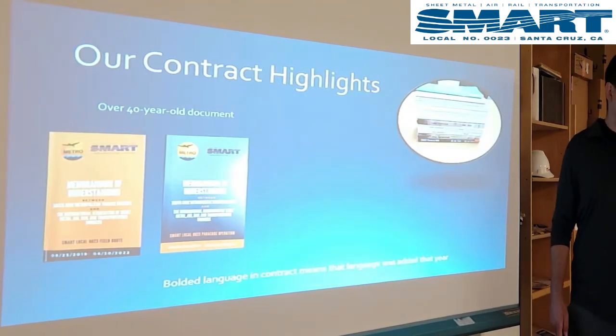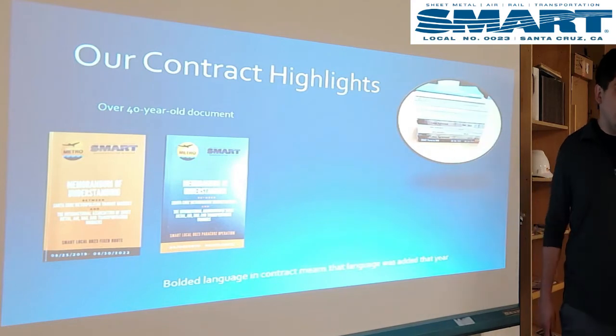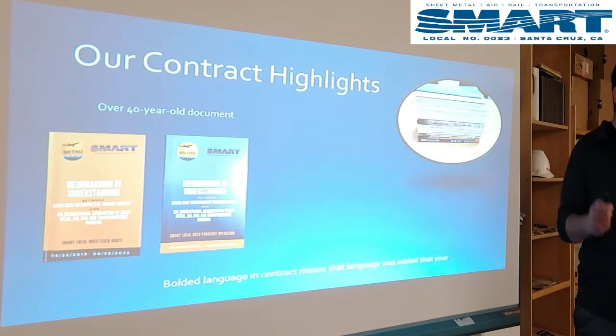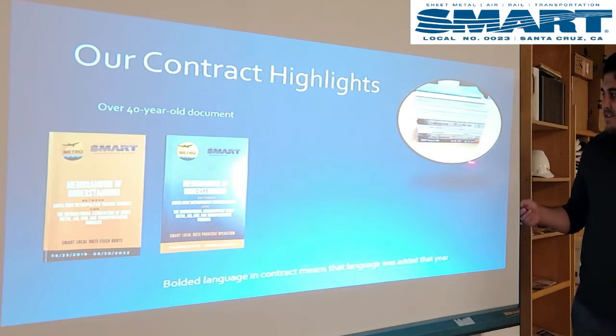And I do want to emphasize the reason why they backed off was our solidarity. It takes all of us to stand together to make them back off on our pretty awesome contract that we have here at Metro, because it's a 40-year-old document. This picture right here is every single contract that we've had since 1980. Look at how much bigger it's gotten throughout the years. And that's just us adding more and more benefits. We've had a lot of great union representatives and members that got us the contract that we have today.